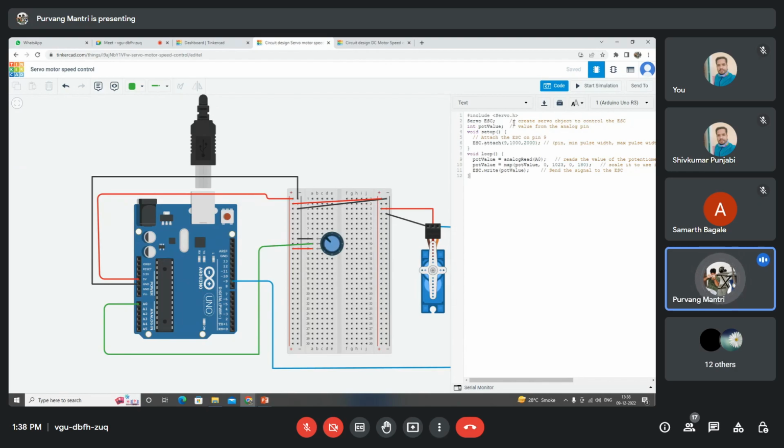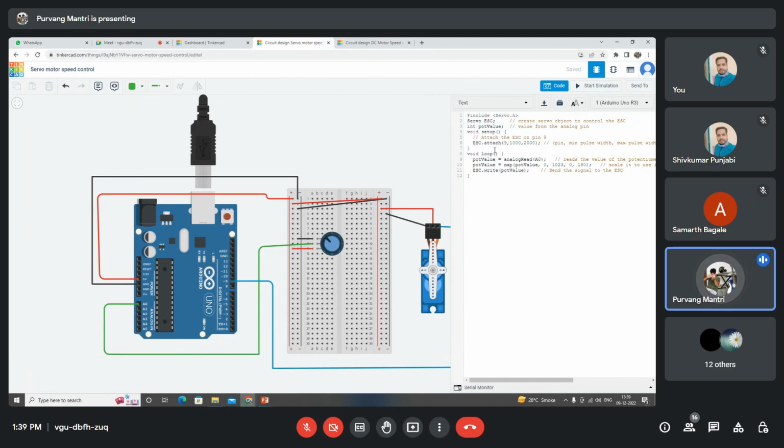Initially we include the servo library, then we name the servo motor as ESC. Then we declare an integer called pot value. This pot value is the potentiometer value. This is the potentiometer over here. The value of pot value comes in the form of an integer, and later we are going to assign a particular pin to it. First and foremost we start with the void setup. Every Arduino code has two sections: one is the void setup and the other is the void loop.